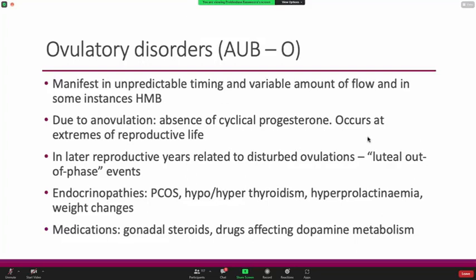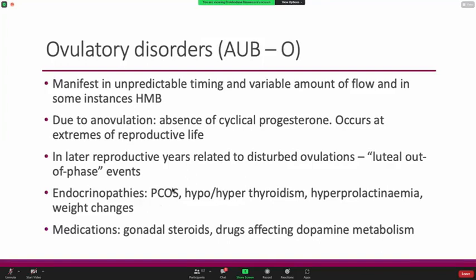Right. That is because of what we call luteal out of phase events. You remember when the egg comes out, that organ changes into what we call the corpus luteum, which produces progestogen, which maintains the pregnancy if it happens until 12 weeks. When the pregnancy is not there, after about 14 days, it starts to regress and the woman starts bleeding. So for some reason, if this luteal phase or corpus luteum regresses earlier, they will have abnormal bleeding. So they will have irregular periods despite having regular cycles, regular ovulation.